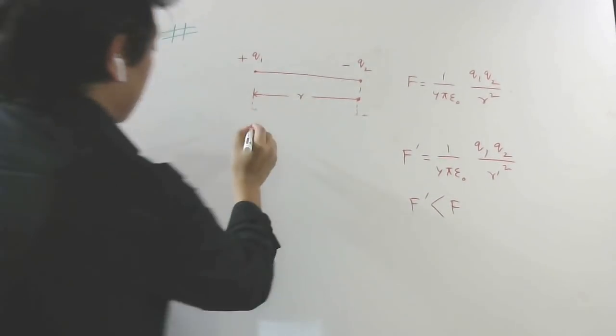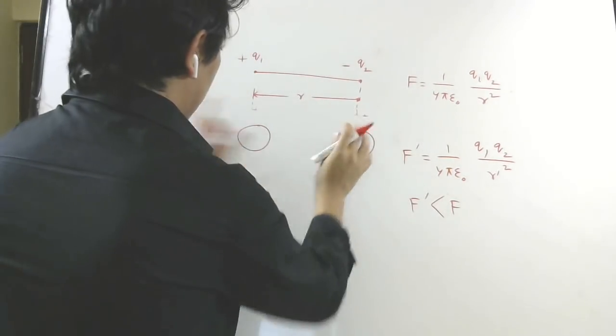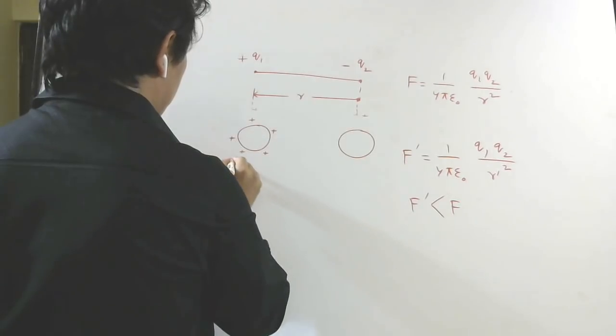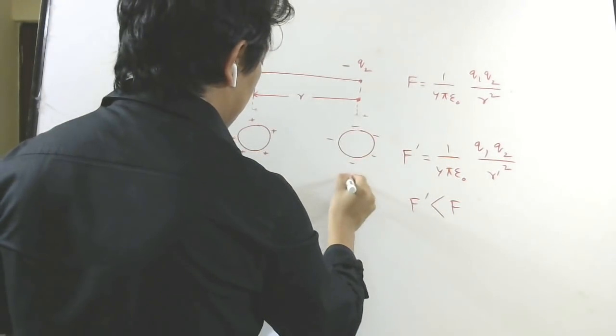Okay, I take two metal spheres, and when they were not very close, I have distributed charge uniformly, plus q1, and here minus q2.